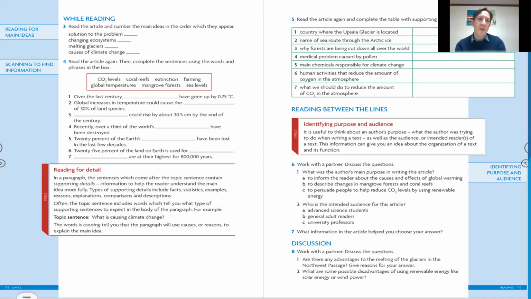Types of supporting details include facts, statistics, examples, reasons, explanations, comparisons, and descriptions. Often, the topic sentence includes words which tell you what type of supporting details or supporting sentences to expect in the body of the paragraph. And you can see the example.